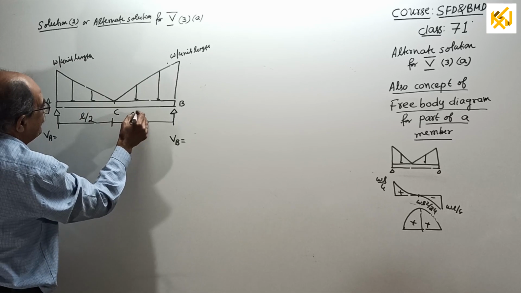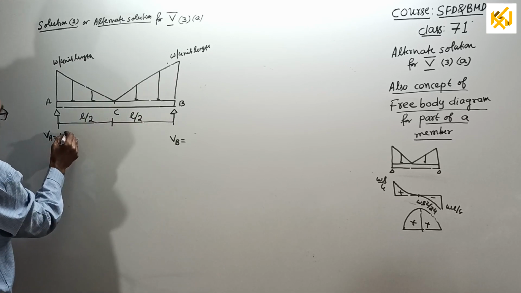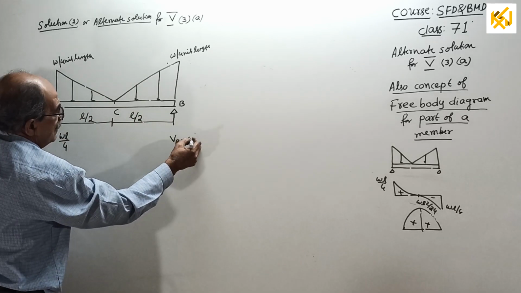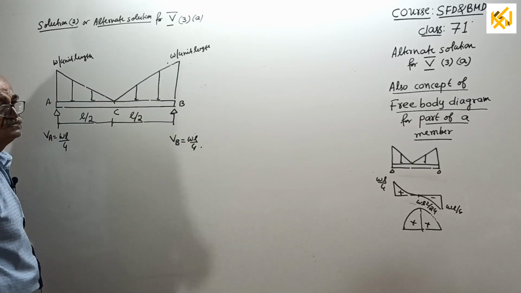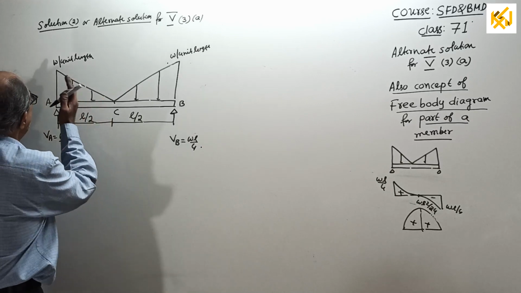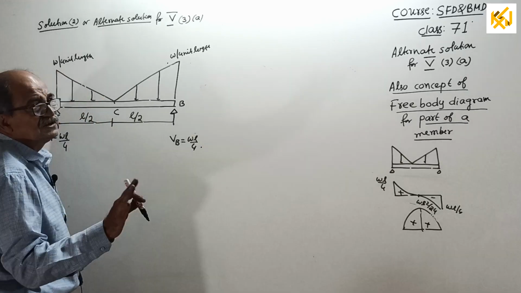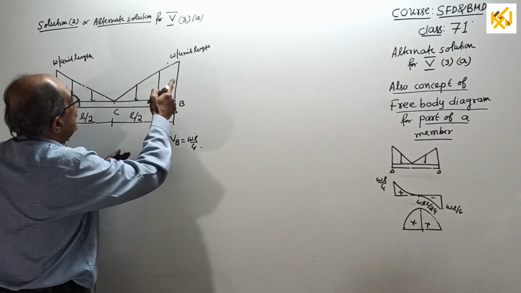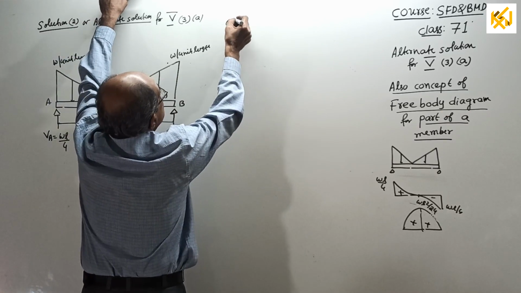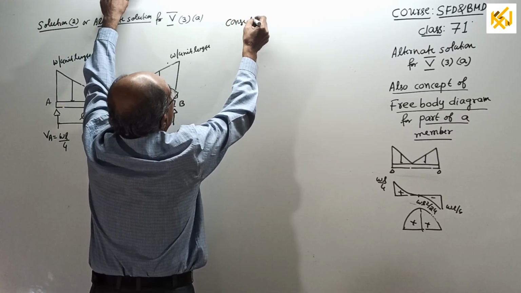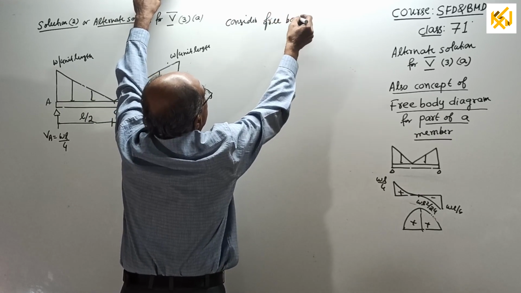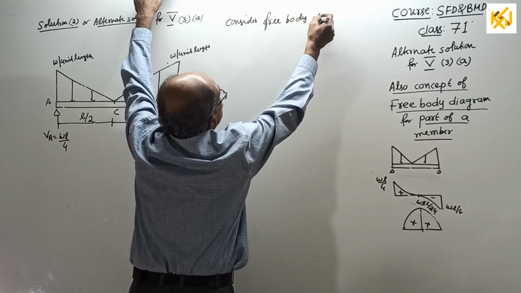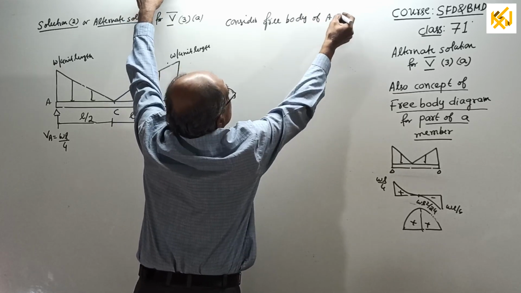This is A, this is B, L by 2, L by 2. VA is WL by 4, VB also WL by 4. Over. This is the beam. Now, see, last time I told you to take X from here and struggle. Now, in the alternate solution, what you do is consider the free body of only one side, AC, sufficient.